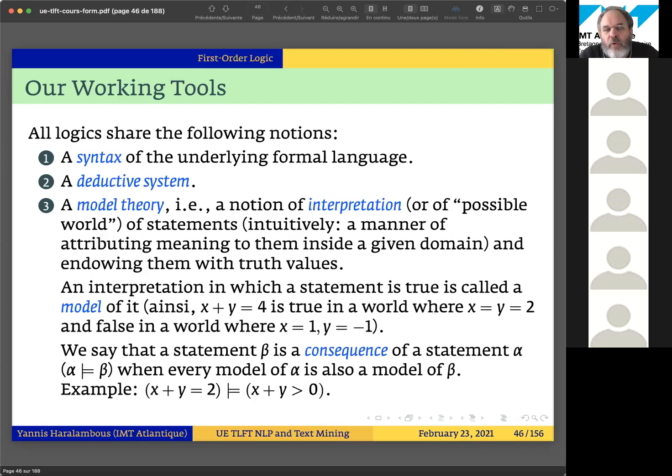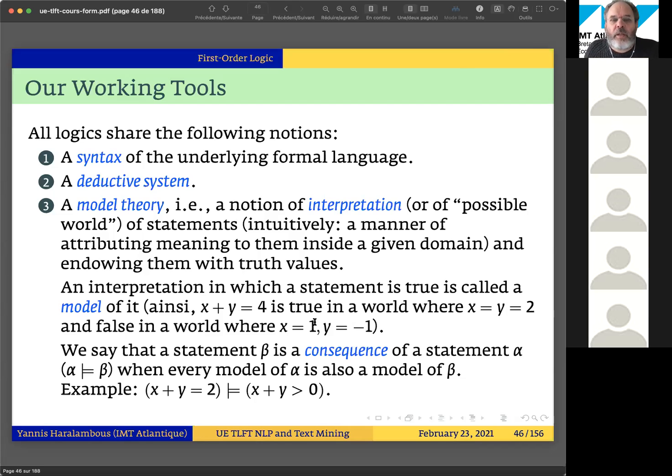And whenever a formula is true in a domain, in an interpretation, we will call this interpretation a model of the formula. I know you have heard of models in different disciplines. For example, this afternoon, we will talk about the probabilistic model. This is a polysemic term. In this discipline, a model has this very specific meaning. It's an interpretation that makes a formula true.